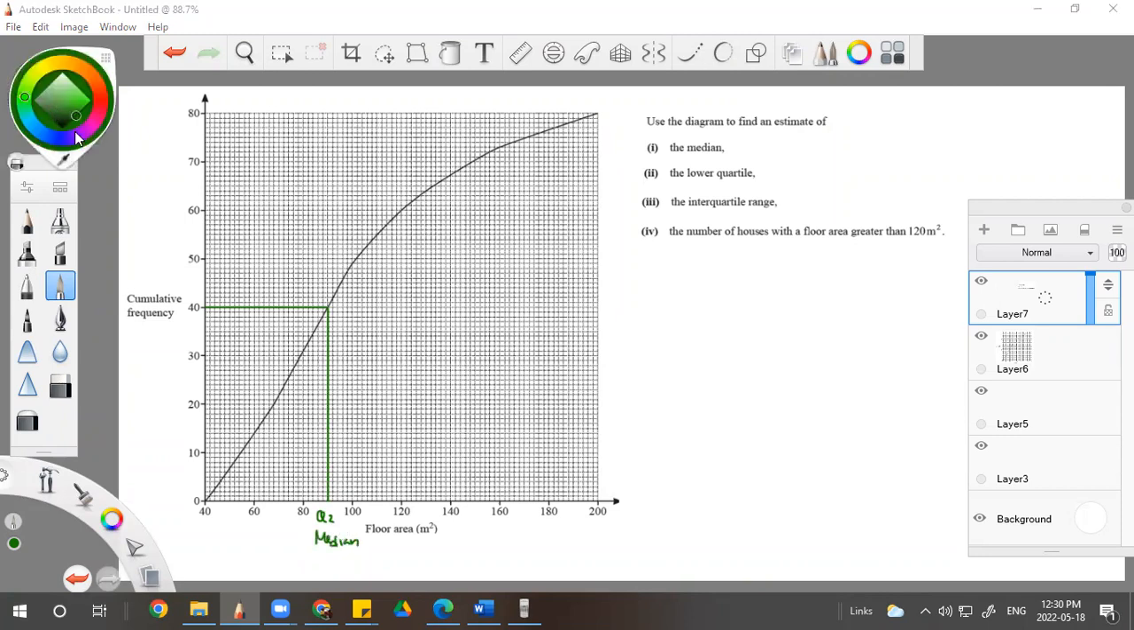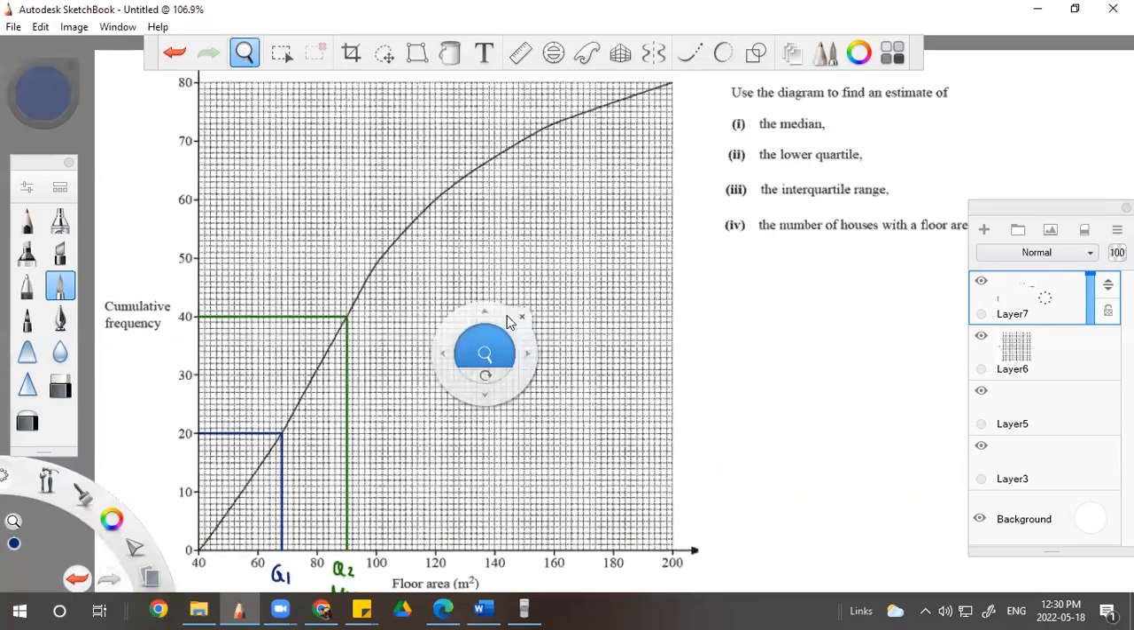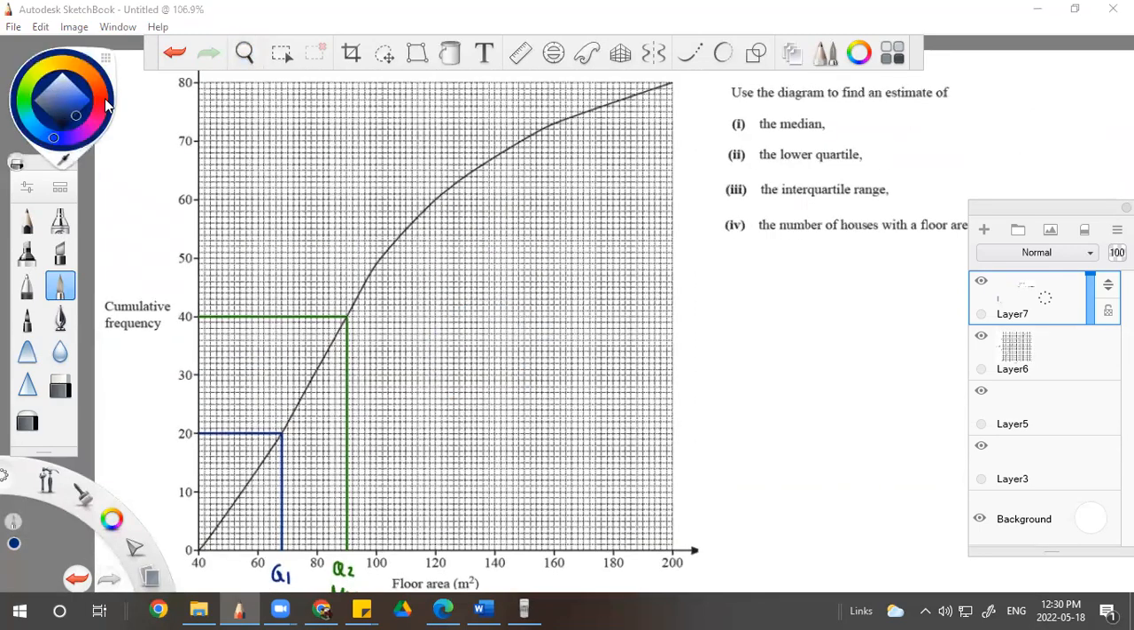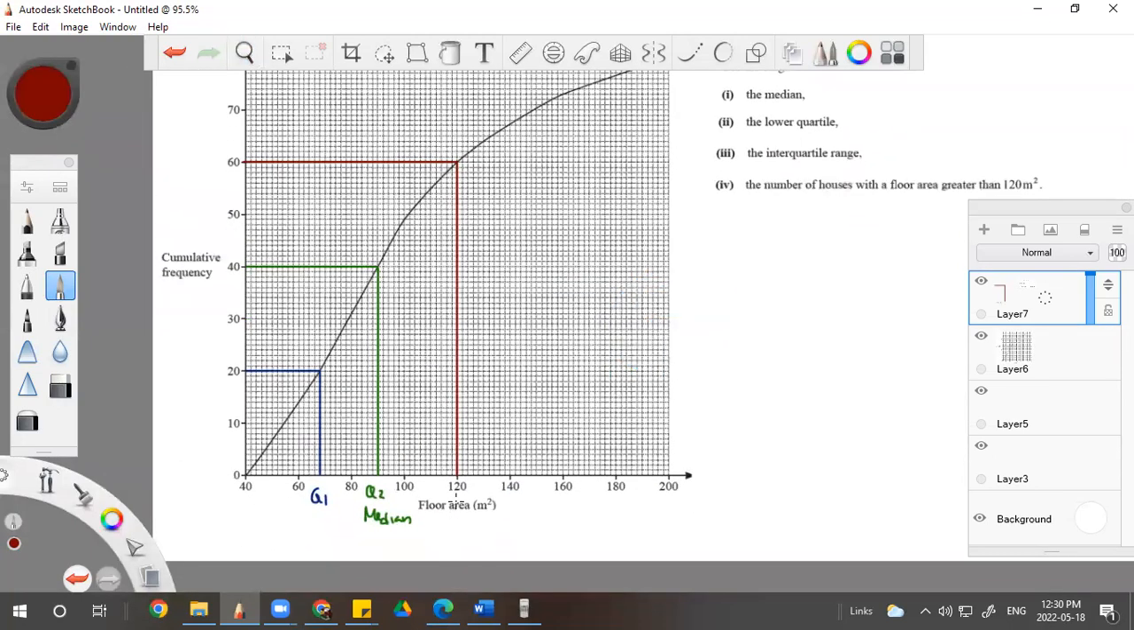And then I use another color. I use blue for the lower quartile, or Q1. Okay, this is Q1, or lower quartile. And the upper quartile is 60, right? Because it's the top half, so you think of it as the second half of the second half. With this one it's nice, it can be a straight line. It's exactly 120, guys. Okay, easy. So this is Q3.